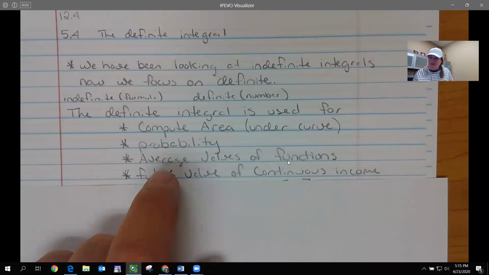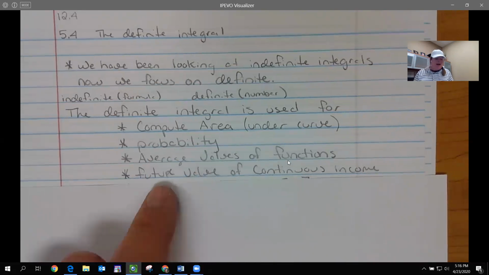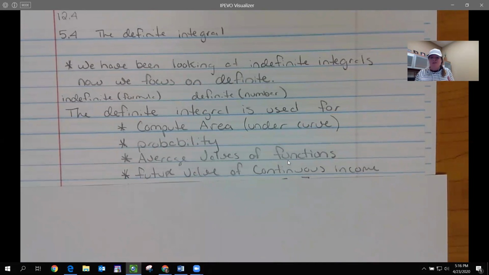What that area under the curve can tell us is the probability of something, which you might have done in stats, where you did the area under the normal curve. Same idea, but the curve doesn't have to necessarily be the perfect bell shape. Or it could tell us the average value of the function, or the future value of the continuous income. I'm sure I'm missing some things. There's a lot of things that a definite integral can tell us.